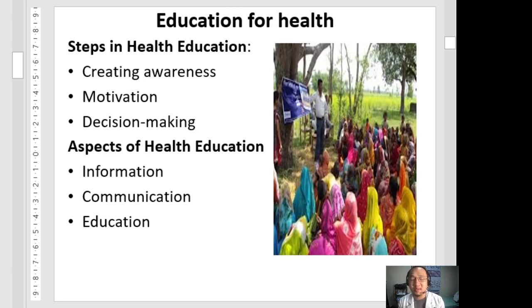Once they have decided, of course, the next thing is actually to practice it, to adopt it, put it into action. And we hope that it will be a successful one. Then what are the aspects of health education? We have three aspects: information, communication, and education.